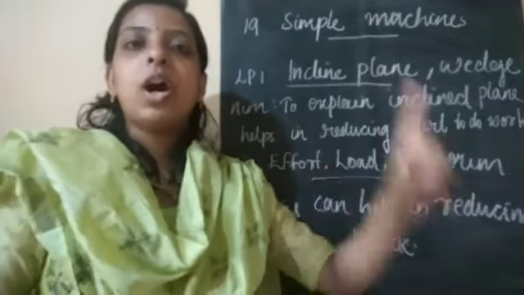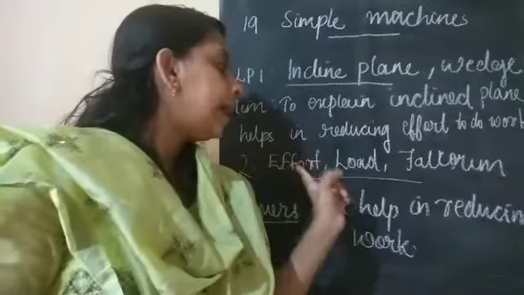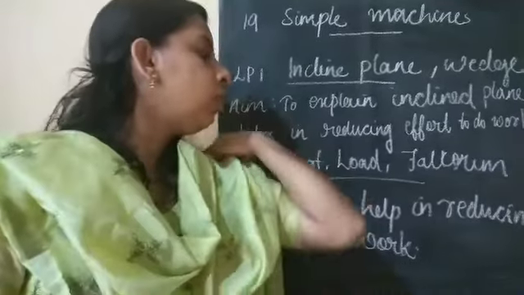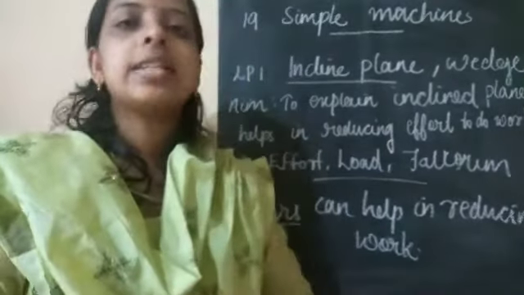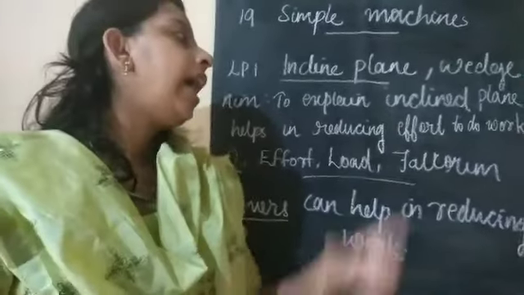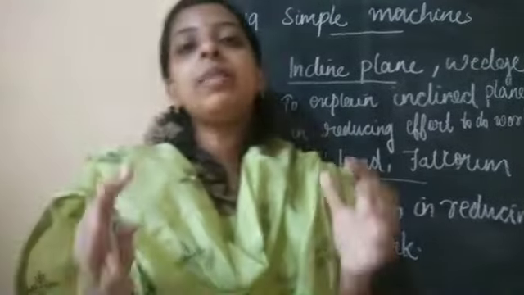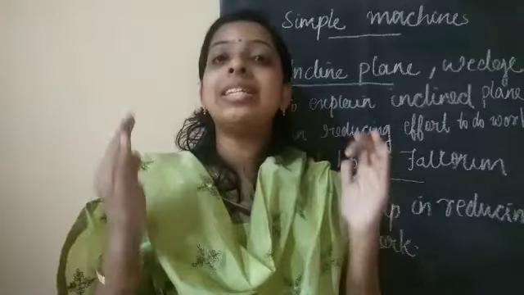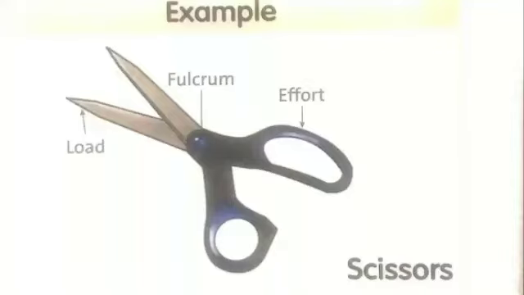Are you clear? On the basis of these three main parts of a lever, we can divide it into first class lever, second class lever and third class lever. And what is fulcrum? Fulcrum is a fixed point in a lever. In this picture you can see the position of these three parts. In a lever, the stiff bar moves around a fixed point called the fulcrum. In this picture of scissors you can see that the fulcrum is a fixed point, right?